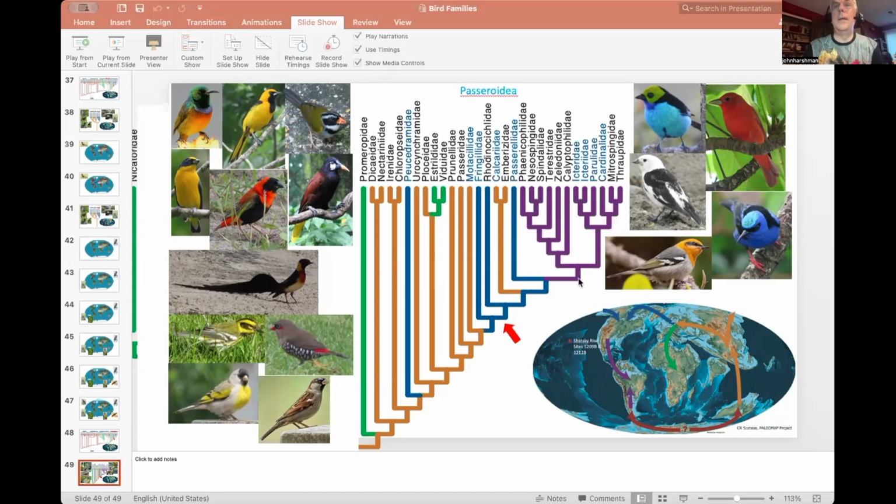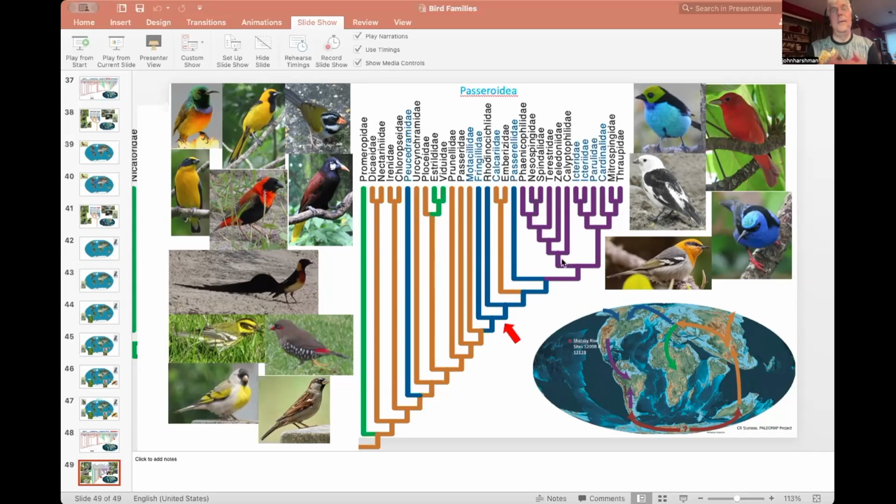But most importantly, one big bunch gets into South America and goes crazy. This gives rise to the second biggest family of birds, the tanagers over here, and a bunch of others, including the New World blackbirds, the New World warblers, the cardinals.